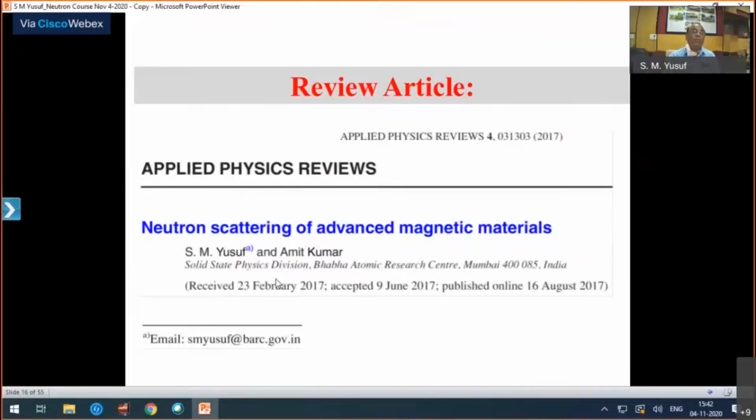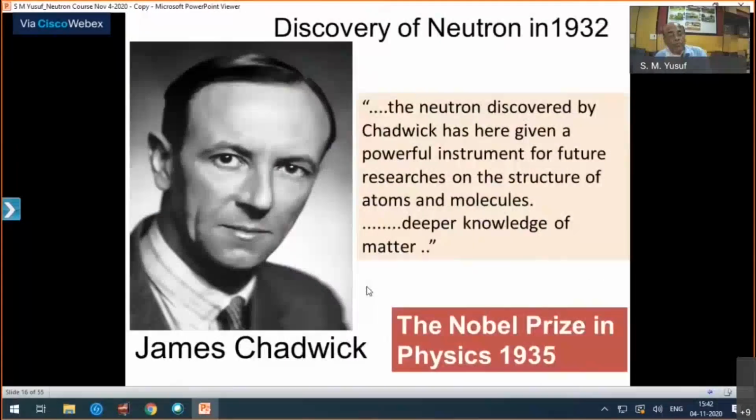Our facility, which I will be showing, is at the Dhruva Research Reactor in Bhabha Atomic Research Center, Mumbai. It is a unique facility, the only neutron scattering facility in India, as you know, because other places have no research reactors. This is under DAE, the Department of Atomic Energy, and we have been working there. This is one of the recent reviews we wrote, the neutron scattering of advanced magnetic material. I wrote this review with my colleague, Dr. Amit Kumar. You can see some of the cases we have discussed here in Applied Physics Review.